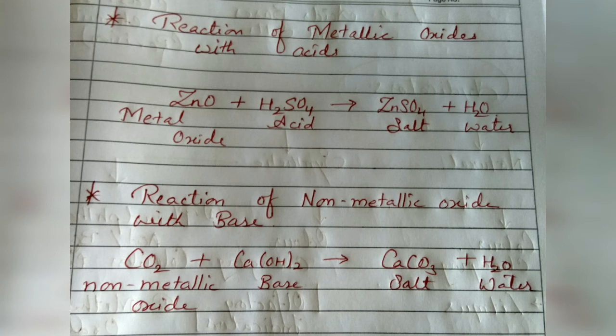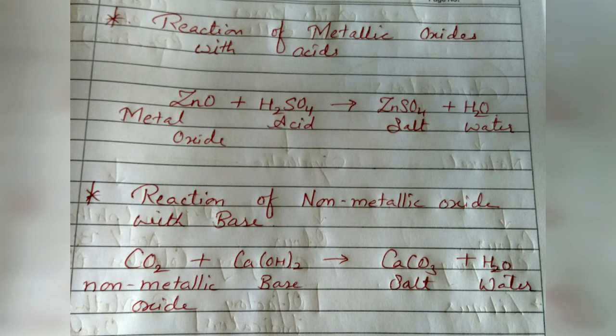Okay. Reaction of metallic oxide with acid. Dear student, metallic oxides are basic in nature, that's what we know. So bases when reacting with acid, we get salt plus water. Just now only we have studied. Okay, so the reaction is ZnO plus H2SO4, that gives you ZnSO4 plus H2O, water.